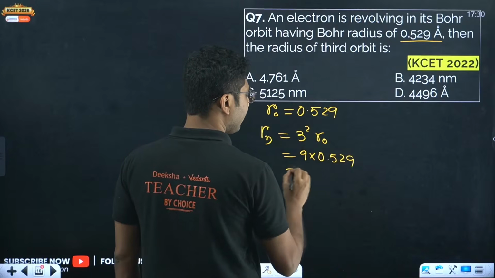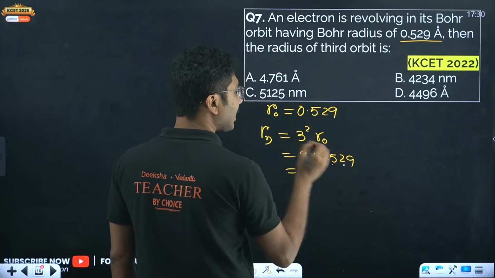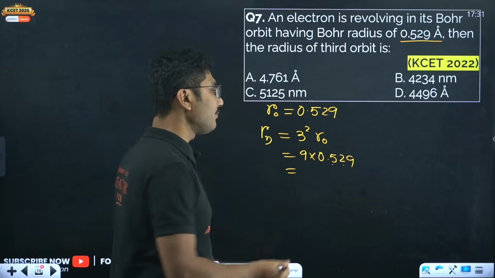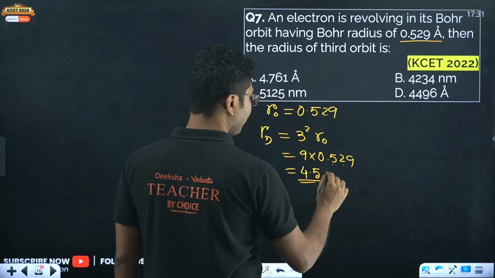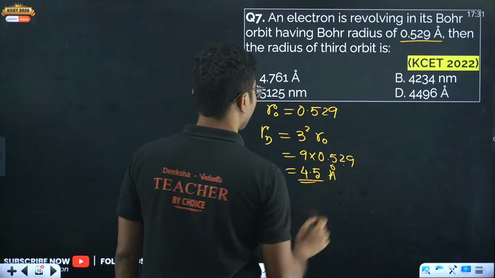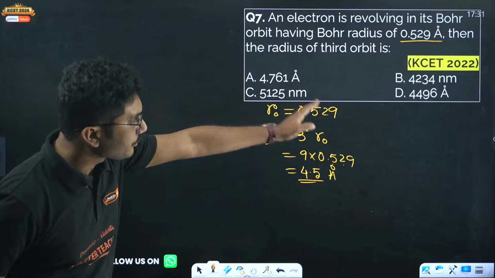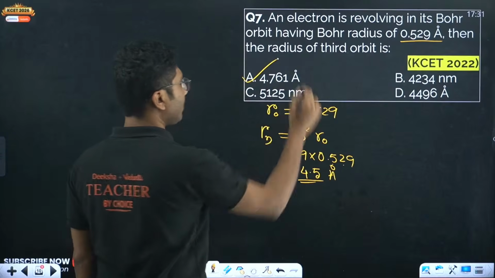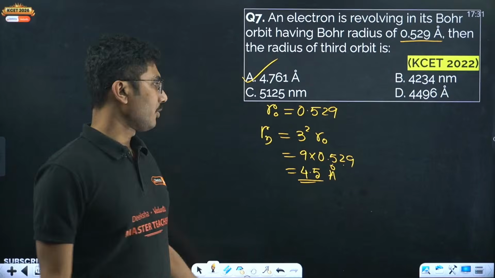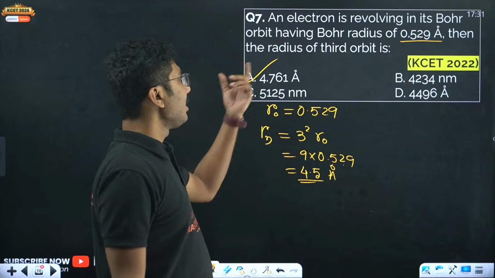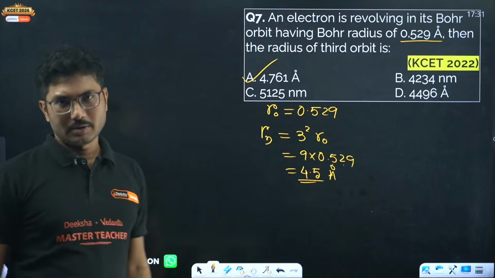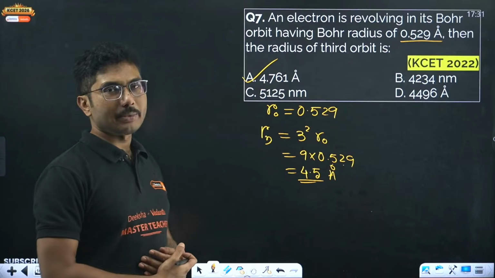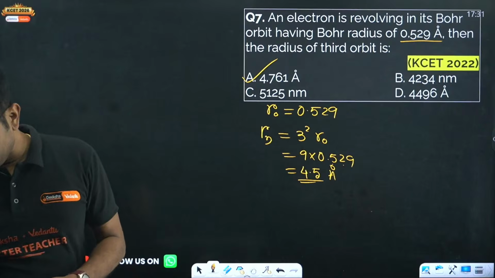0.529. Again we will approximate 0.529 as only 0.5. That means it will be close to 4.5 angstrom, more than 4.5. If you see all the options, the closest option is this one, 4.7. We calculated 4.5, and the answer is 4.7 because we ignored this 0.029 term. That is very much acceptable because you are not using any calculator.